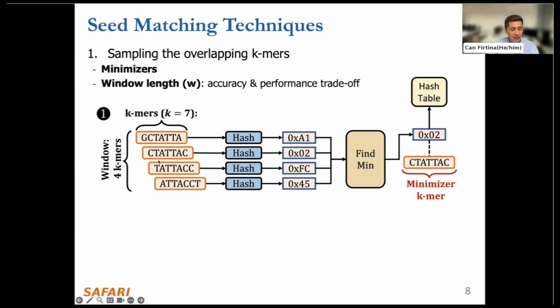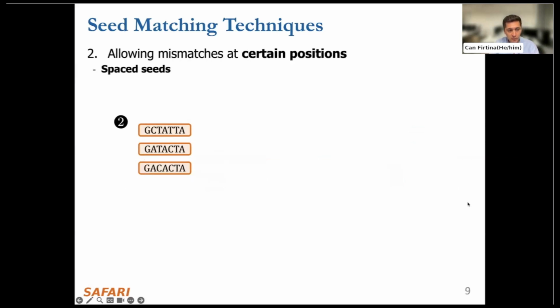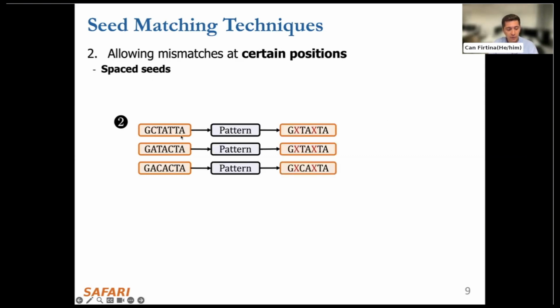And here the window length plays a crucial role in determining the accuracy of this mechanism, also the performance. Also, there are some seeding techniques that can allow us to tolerate some mismatches at certain positions when matching these subsequences to each other. For example, there are seeding techniques called space seeds, and this is how they work.